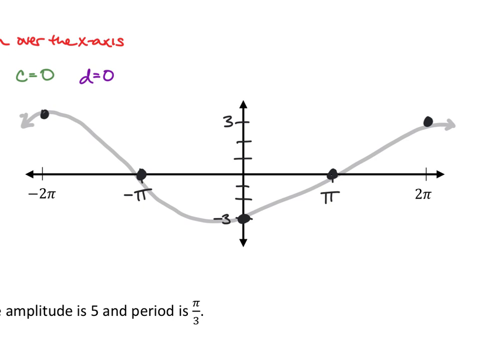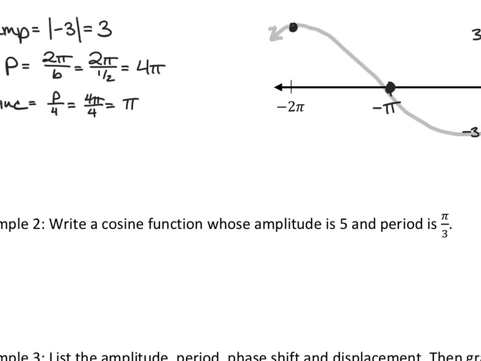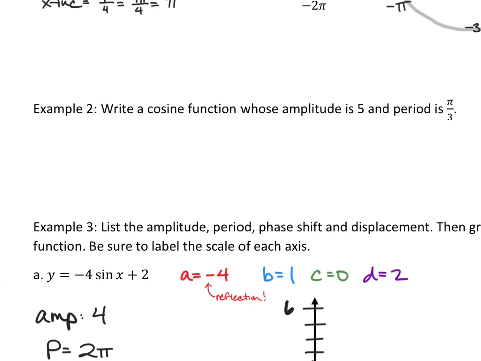Okay, do we have any questions about graphing, like the basics for sine and cosine? Okay, so we've graphed them with different characteristics, but we can also write them with different characteristics. So question or example number 2 says, write a cosine function whose amplitude is 5 and whose period is pi over 3.